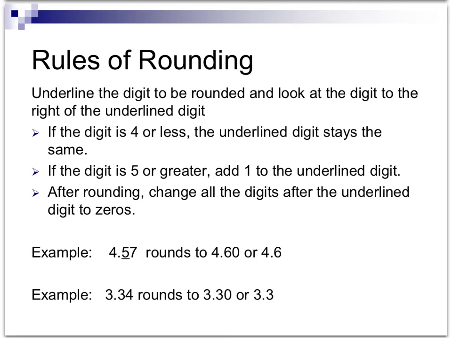In the second example, we have 3.34. In this one, we don't have a number that's underlined, so I'm going to underline the same place value, 3. So, in order to round 3.34 to the digit that is underlined, I'm going to look to the neighbor to the right, which is a 4. And a 4 qualifies as 4 or less. Therefore, the 3 that is underlined will stay the same. So 3.34 will round to 3.30, or keeping it 3.3 and eliminating the 0.